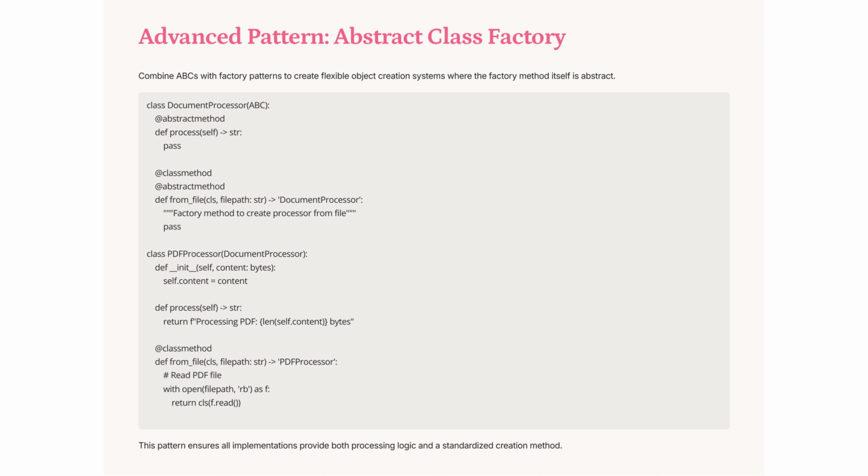Abstract Class Factory combines abstract base classes with factory patterns, ensuring flexible object creation. The factory method is abstract, requiring subclasses like PDF processor to implement both processing logic and a standardized creation method. This pattern enforces consistency across implementations, enhancing code maintainability and scalability.